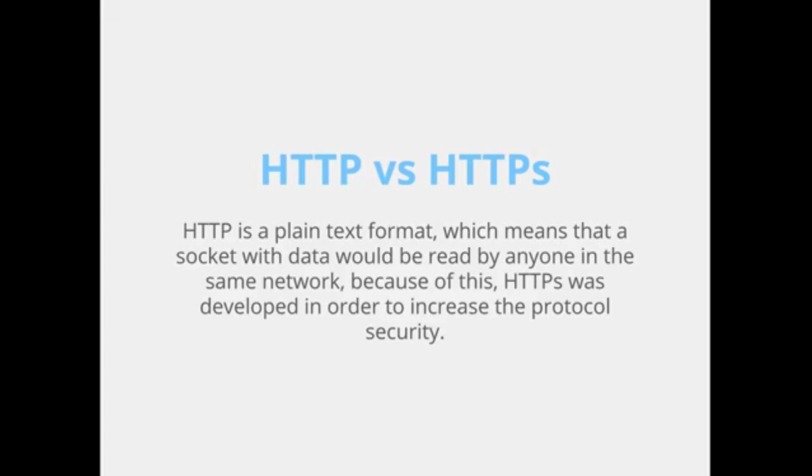So after the creation of HTTP, HTTPS was created. The S is for secure, so it means that an additional layer is added to the HTTP protocol, and this layer lets us send the data encrypted. In that way, no one can see what we are sending to the cloud. So that's the main difference between one and the other.